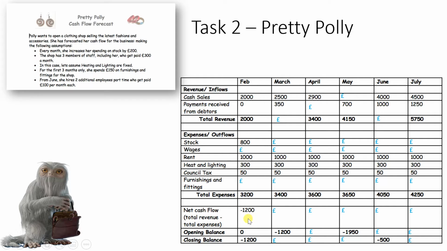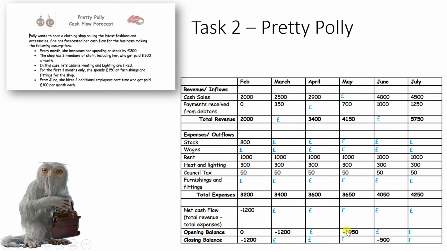Now the very last row, closing balance. For February, it's actually all done for you. The net cash flow figure is there, minus £1,200. Your opening balance is 0, so your closing balance is minus £1,200. Now if you remember, whatever you close on the very last day of February with, you open your business on the first day of March with the same amount of money. So you're effectively carrying across the same number. Your opening balance for March is minus £1,200.